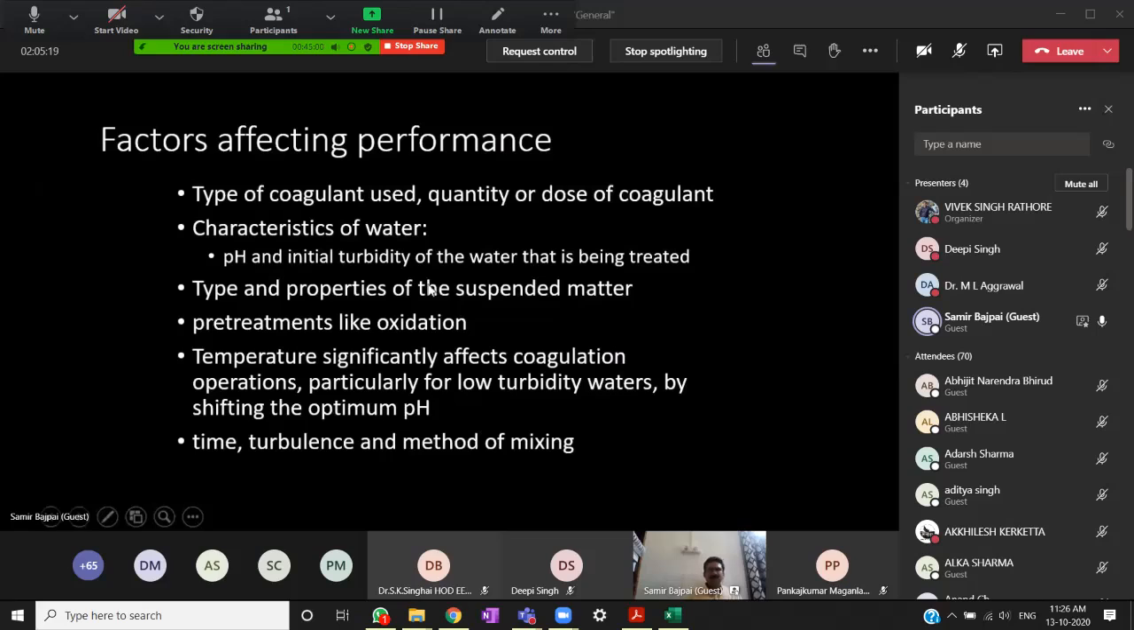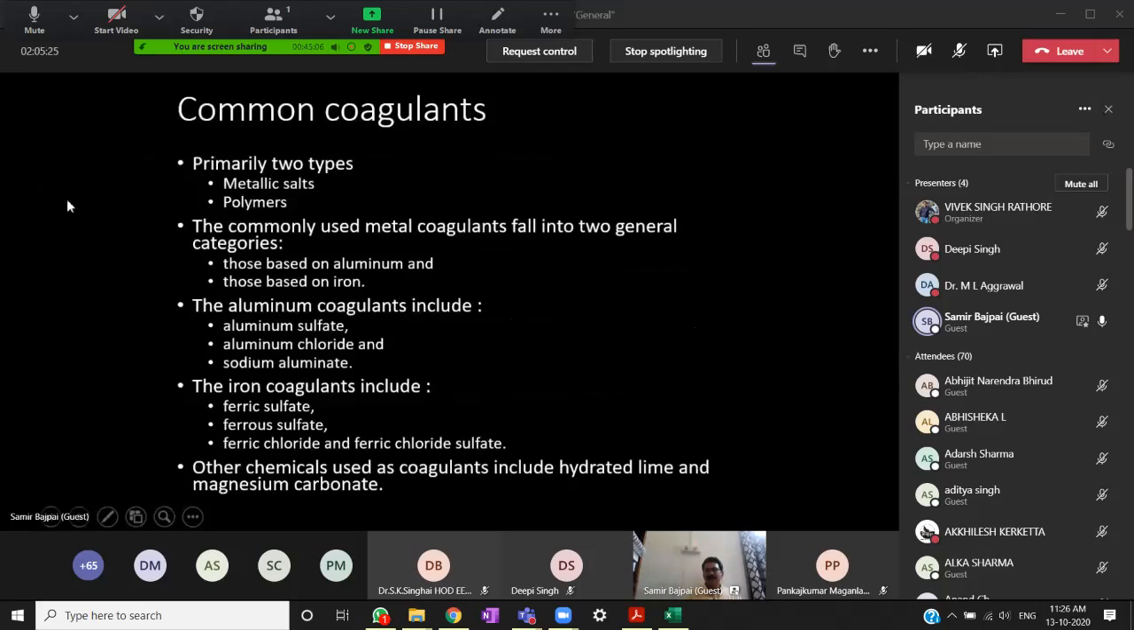There are other factors which are considered in designing and operating the coagulation and flocculation process in a treatment plant. Common coagulants: we all know phitkari, or alum, which we have been using in our houses also. So the most common is alum, and alum is used in most treatment plants. Other than aluminium sulfate, which is known as alum, you can also use aluminium chloride.